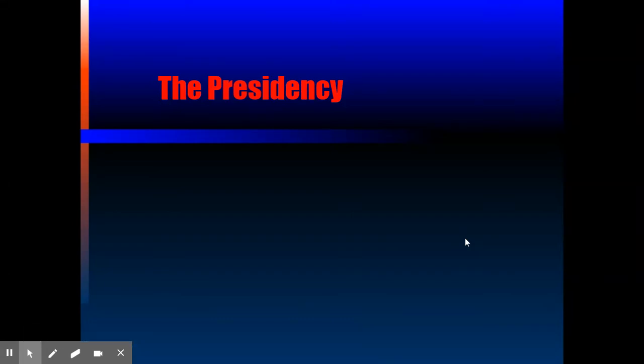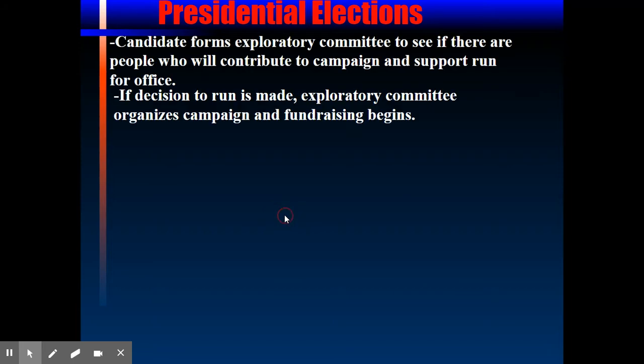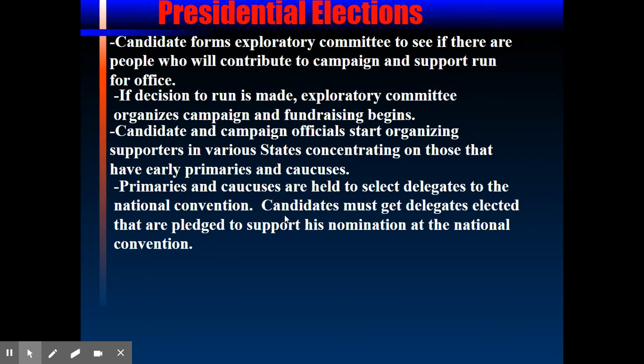Okay, so we are starting, it's technically unit 4, but we're going to have two parts of this unit. We're going to split up the presidency and Congress, or executive and legislative. And so we're going to do the presidency first. So jumping into the presidency, the first part of this has to do with elections.